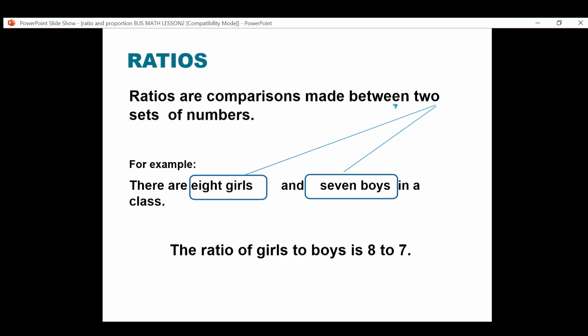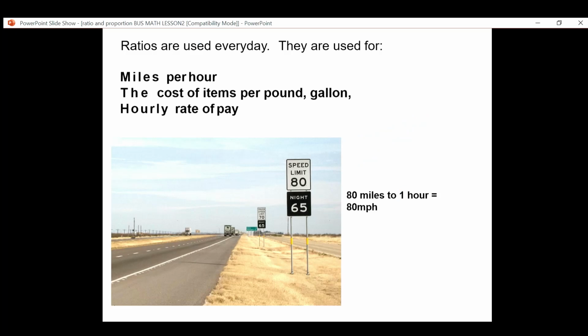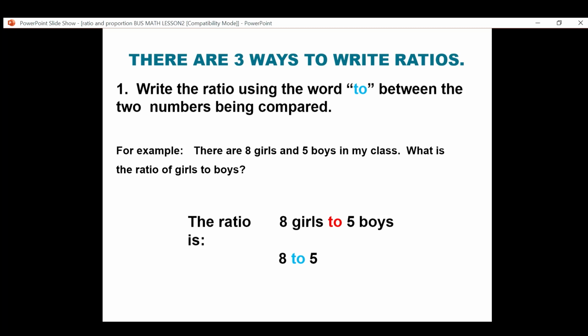Ratios. Ratios are comparisons made between two sets of numbers. For example, there are 8 girls and 7 boys in a class. So the ratio of girls to boys is 8 to 7. Ratios are used every day. They are used in traveling, miles per hour, the cost of items per pound or gallon, in buying items, and for hourly rate of pay, for rentals, and many more. There are 3 ways to write ratios.